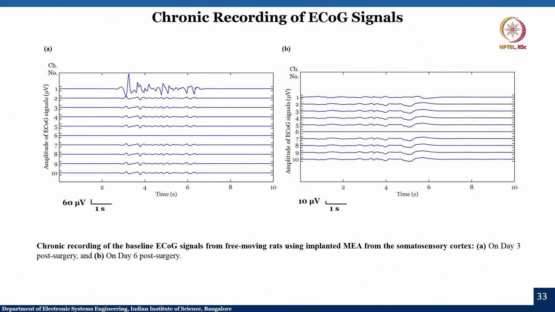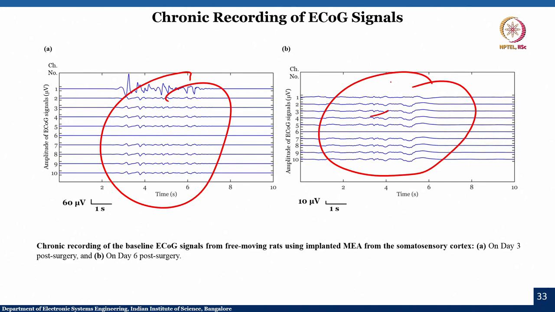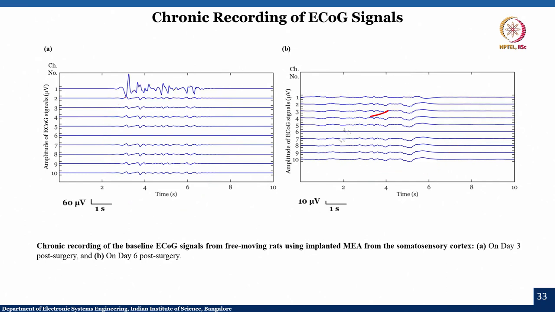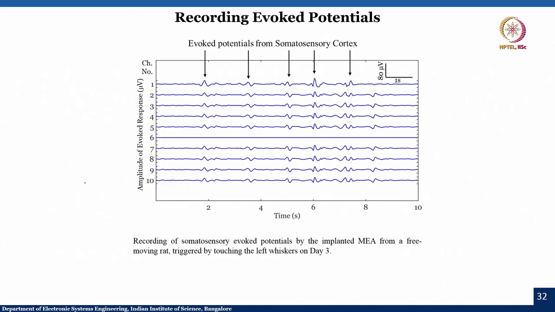This is chronic recording, that means that on day 3 post surgery, on day 6 post surgery, you can see that slowly and gradually the device is not able to faithfully recover the signal. The reason is that the electrodes are starting to be absorbed, or bioresorbed, on the brain. When that happens, the signal acquisition capacity of the electrodes will reduce, and so you cannot see any ECOG signals. It is still 660 microvolts.